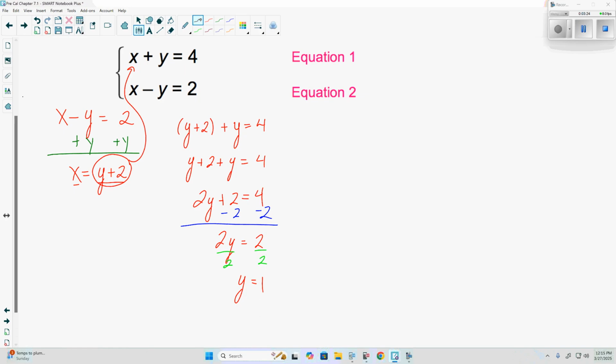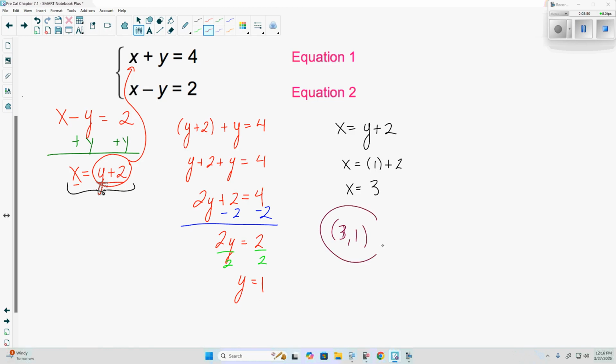Now at this point, we just need to solve for x. We can take the equation that we used for the substitution, x is equal to y plus 2, and plug our value of y back in, telling us that x is equal to 1 plus 2, or x is equal to 3. Thus the point (3, 1) is our solution for this system of equations. It's the point that's going to make both of these equations true.